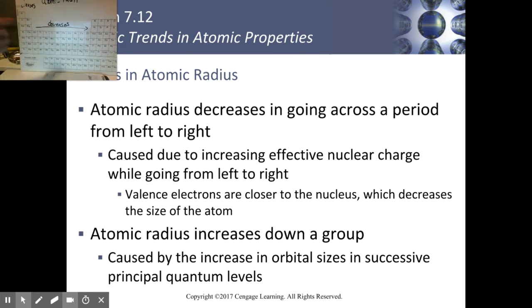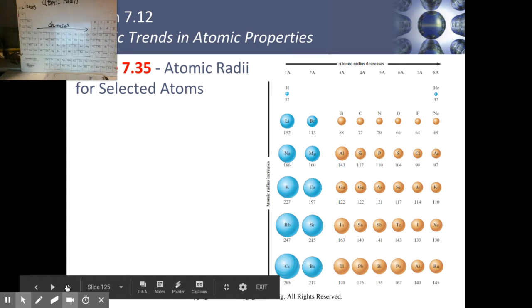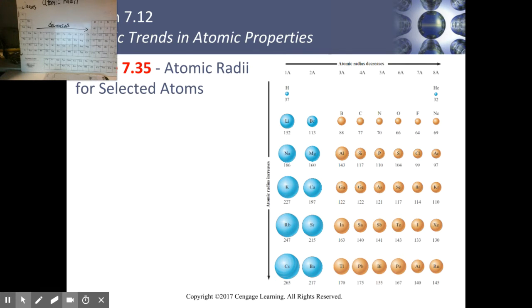So the atomic radii decreases as you gain electrons, but then as you add energy levels, the atomic radii actually increases because you're adding energy levels. Okay, so if we look at this chart, this demonstrates what happens to the radius of an atom as you move down the periodic table and as you move across.